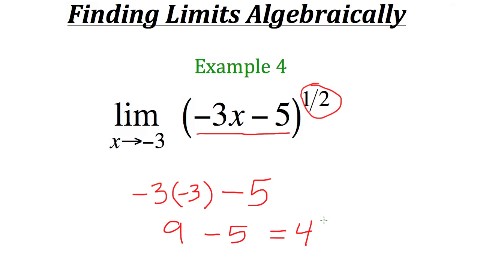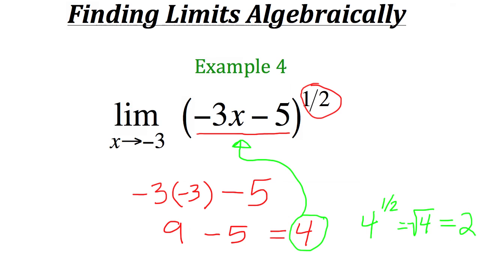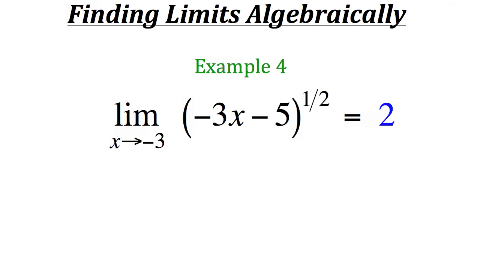But remember, this limit is only the limit for the quantity inside the parentheses here. In order to get the limit for our entire function, we need to take this limit and then raise it to that 1/2 power, which is the same thing as doing the square root of 4, which ultimately gives us a value of 2. So the limit of this function that we have here as x approaches negative 3 is 2.